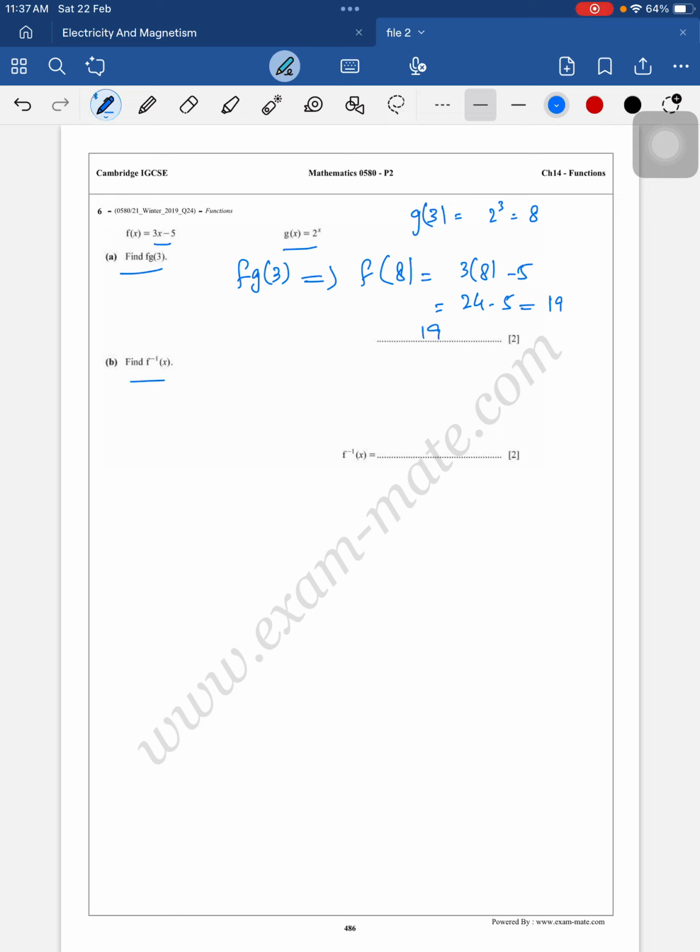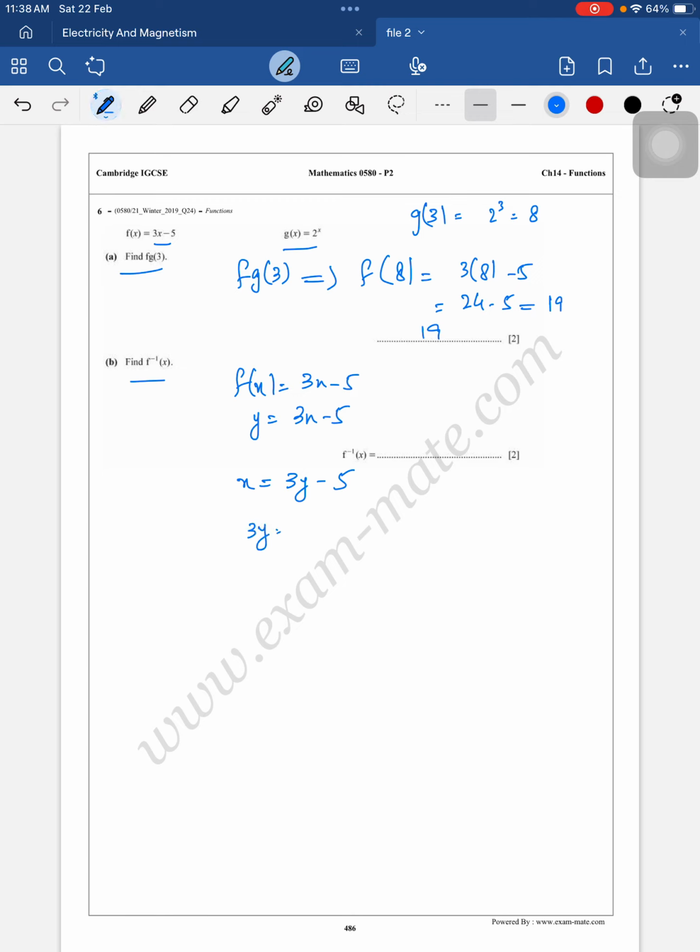F inverse x. So f of x is equal to 3x minus 5. First step, put y in place of f of x in the function. Then second step, invert the variables. In place of y, x; in place of x, y. And then make y the subject.